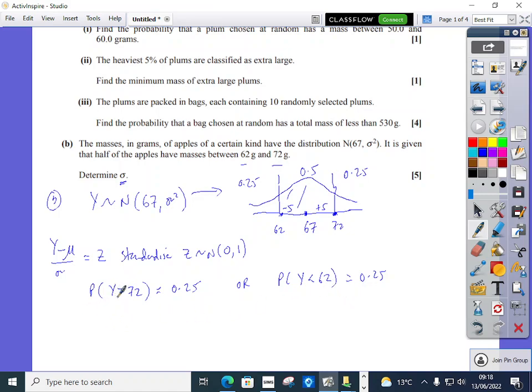Now first of all, we standardize it. Are we okay with this point so far? So standardize it, we're going to call that z eventually. Probability z is going to be greater than, how does z come about? We get the 72, we take away its mean, which is 67, and then we divide that by a standard deviation, which is sigma. Okay, and that's going to give me a probability of 0.25.